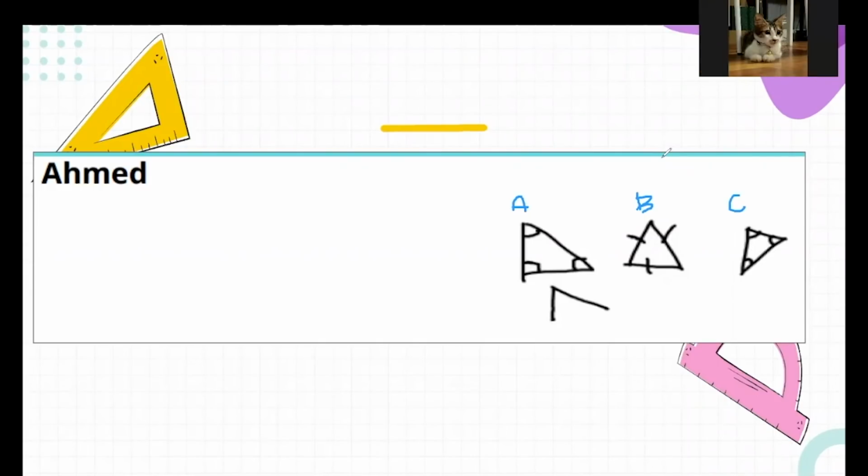A is a right angle triangle, B is an equilateral triangle, and C is an isosceles. Okay, so I assume this is actually the box, the square where it's 90 degrees. Wait, Miss Siti, the right angle triangle can be also, the name is supposed to be right angle isosceles triangle because two sides are also the same. Wow. Okay, Yihao, that's a fantastic contribution there.